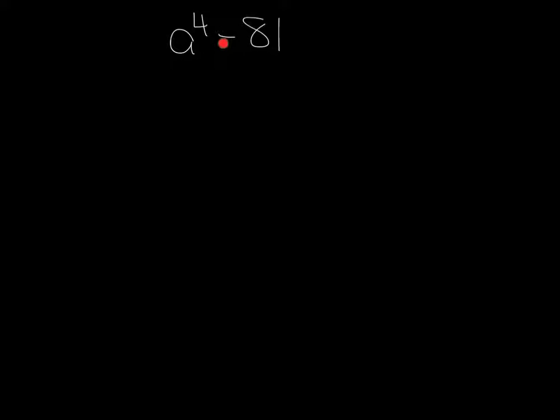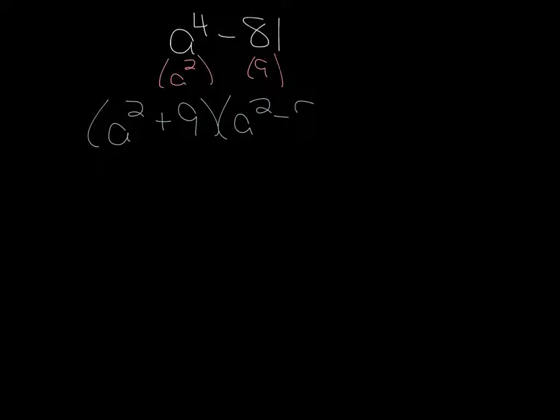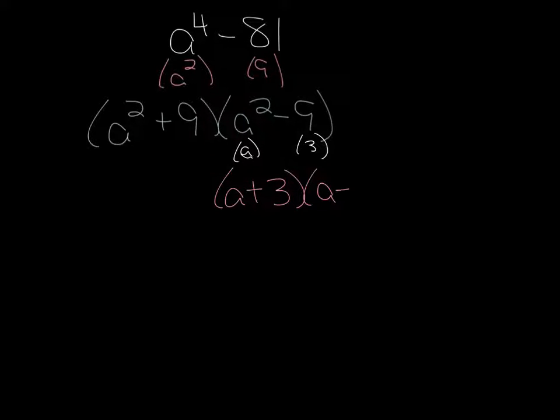So let's say we're going along here, we say, okay, this is a difference. Yes, these are squares, so what? This is a squared, this is 9, so my difference of squares factors into a squared plus 9 and a squared minus 9. And we think we're done, but we're not. Look at this binomial right here. It's a difference, and this is a perfect square, and this is a perfect square. This one factors again. A is a root, and 3 is a root, and this factors into a plus 3 times a minus 3.